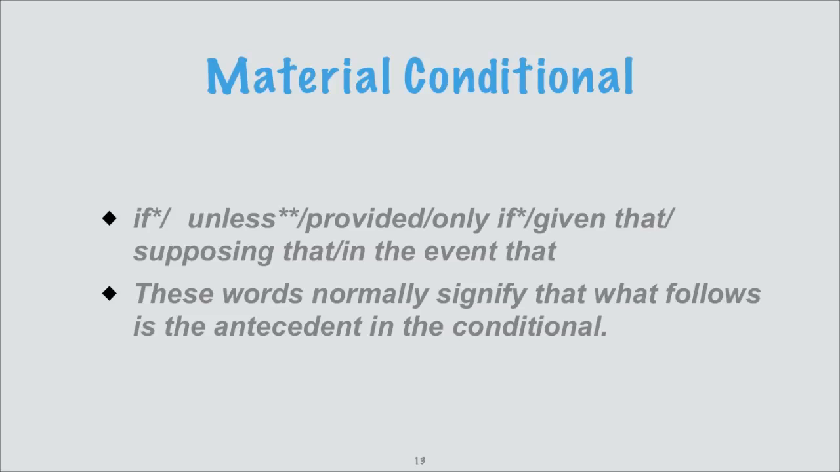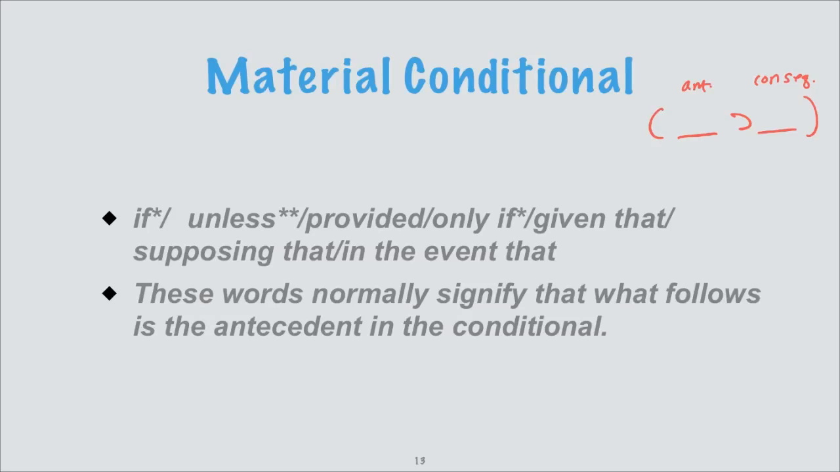Material conditional. Now the material conditional, just to refresh our memory, is the horseshoe statement, with the left side being the antecedent and the right side being the consequent. So for the material conditional, when you see if, unless, as I noted, provided, only if, given that, supposing that, in the event that, these words are the ones that normally signify that what follows is the antecedent in the conditional statement. Now, you'll notice there are several there that have the asterisk. That's because these aren't necessarily completely true. There are some little quirks, so let me talk about these special cases.